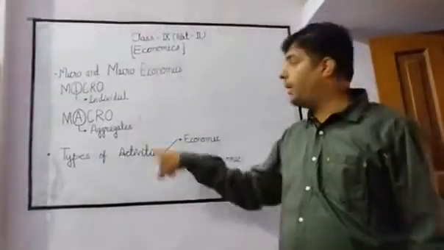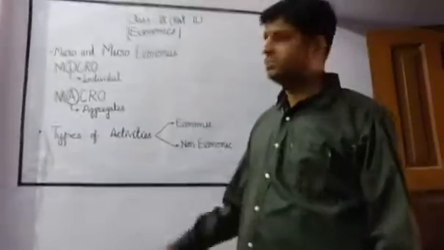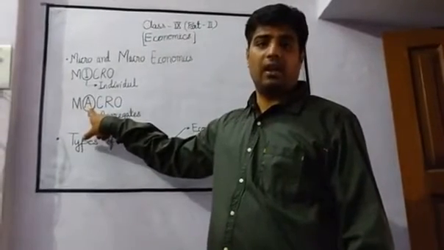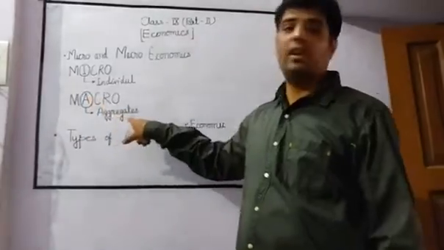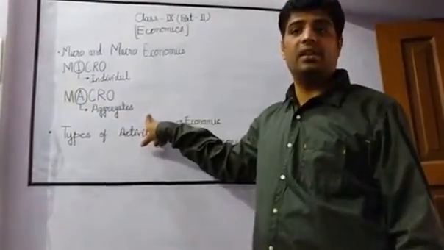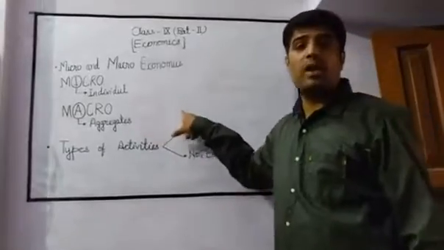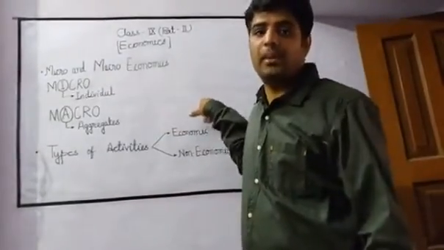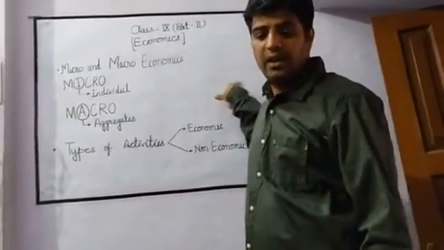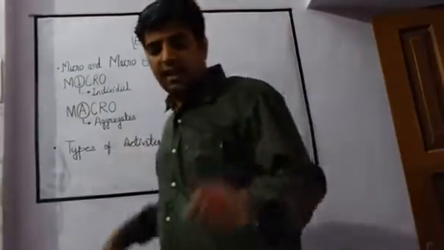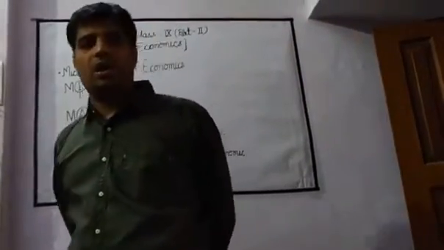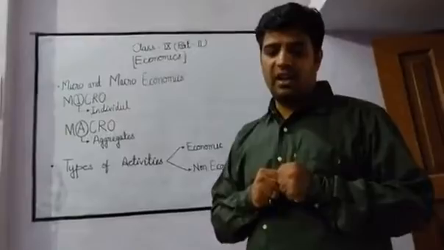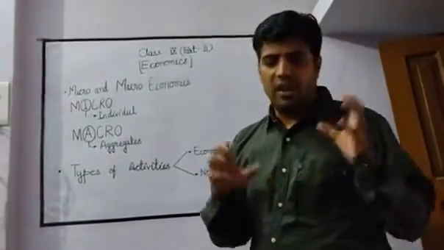Our next topic is macroeconomics. In the word macro, the second letter is A. The letter A stands for aggregates. It means here in macroeconomics we study about aggregate demand, aggregate supply, general price level, etc. Macro means aggregates or a group of the entire economy. In macroeconomics we study about the economy as a whole.